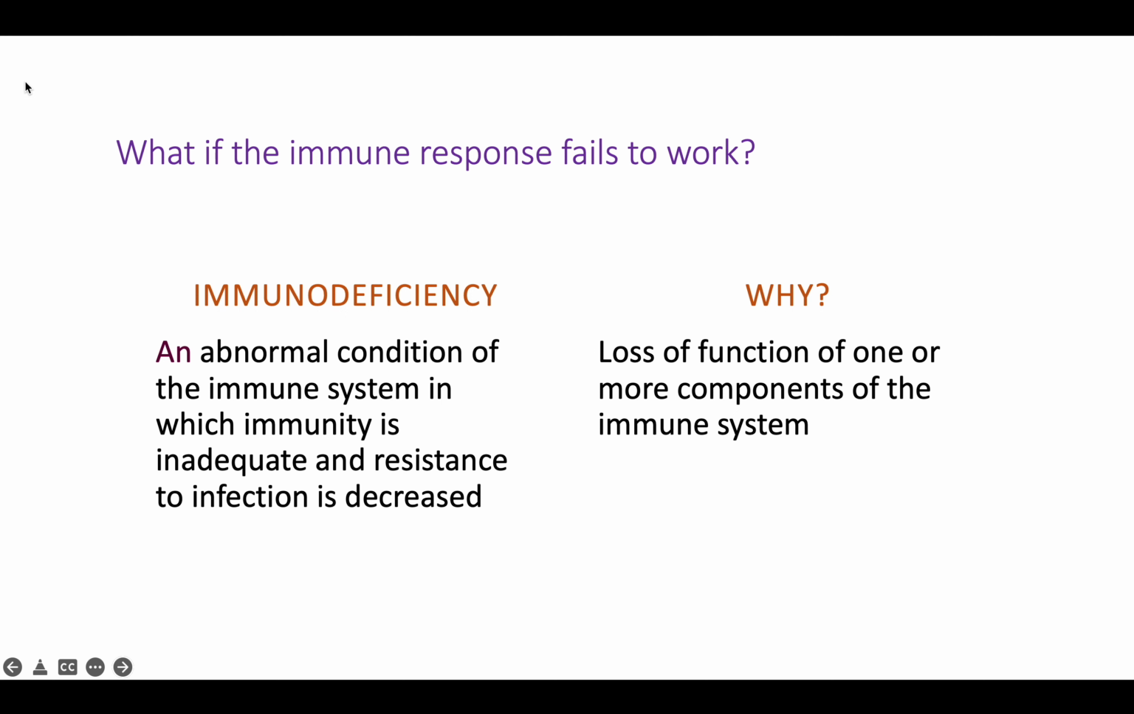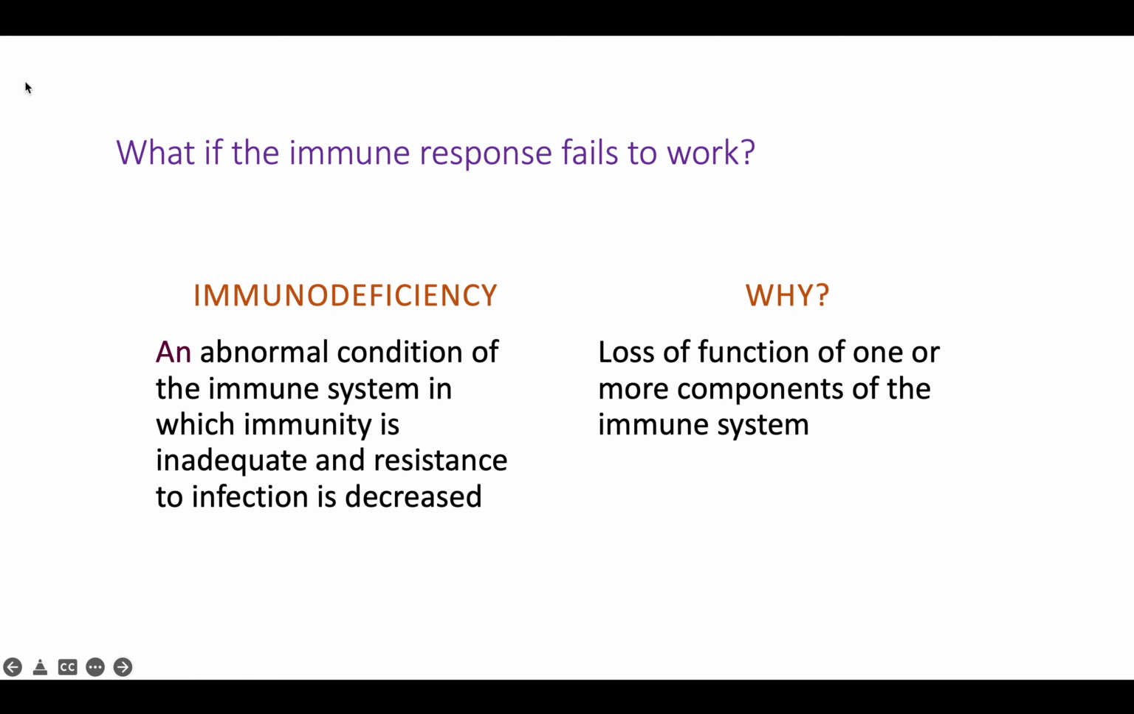So what happens if our immune response fails to work? Well, if our immune response fails to work, we have a condition called immunodeficiency. Immunodeficiency is defined as an abnormal condition of the immune system in which immunity is inadequate and resistance to infection is decreased. And it happens because we lose the function of one or more components of the immune system, right?